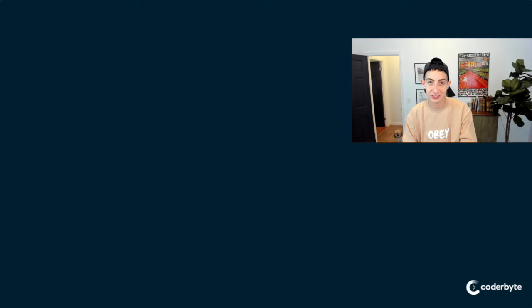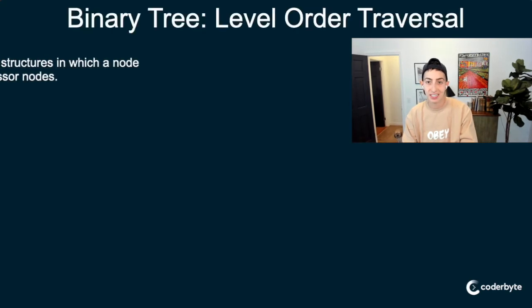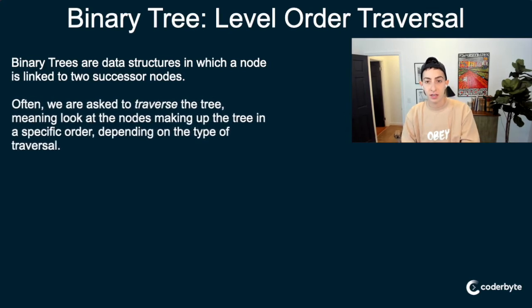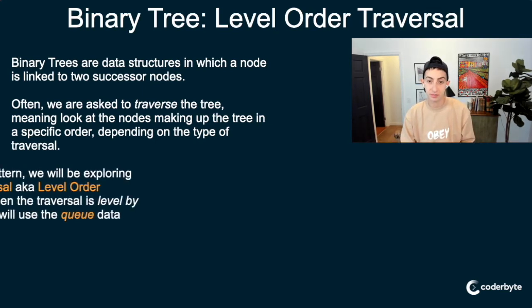Okay, binary trees. What are they? Binary trees are data structures in which a node is linked to two successor nodes. So classic, you got your root node, and then it has two children, and then those nodes can have each two children, etc. Often we are asked to traverse the tree, meaning looking at the nodes making up the tree in a specific order, depending on the type of traversal.